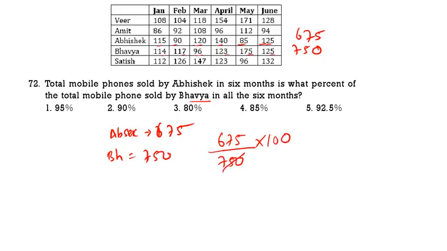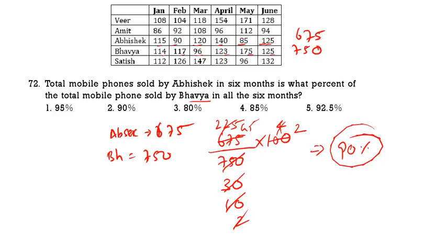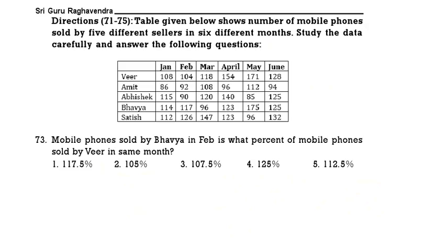Do the calculation. 25 threes, 25 zeros, then 25 fours. Then again we can do with 3 tens. 3 fives, 2 20. Again we can divide by 5. 5 twos, 5 45s. We are getting 45 into 2. 45 into 2 is 90%. 2 is the correct answer. Next question.